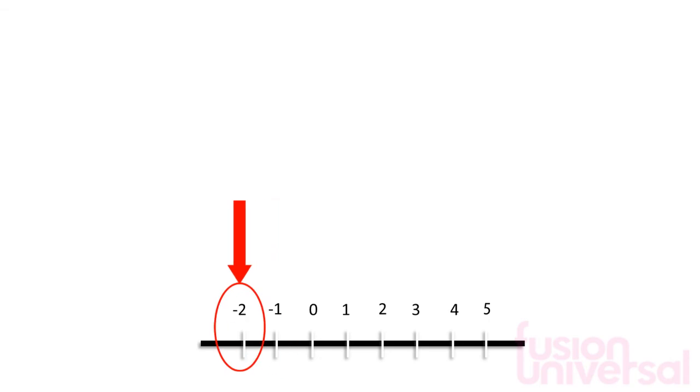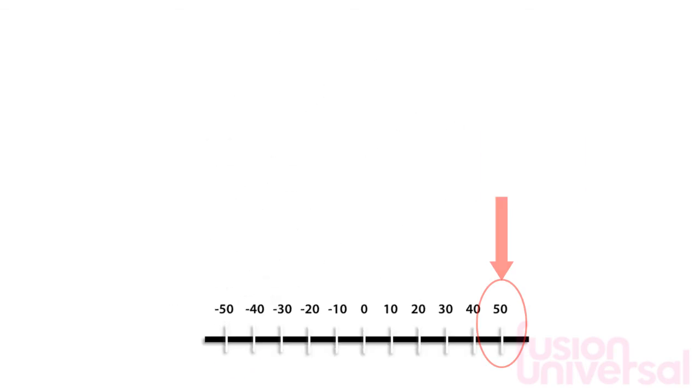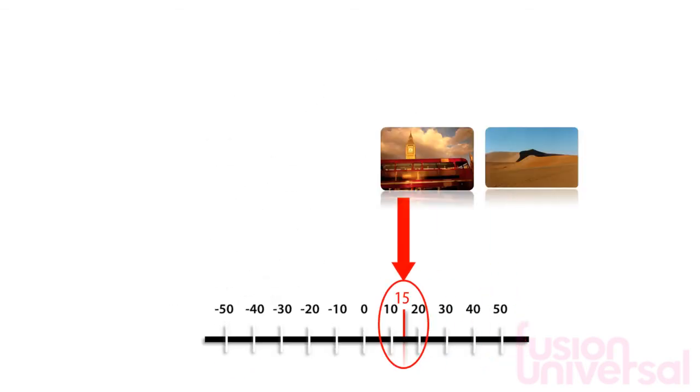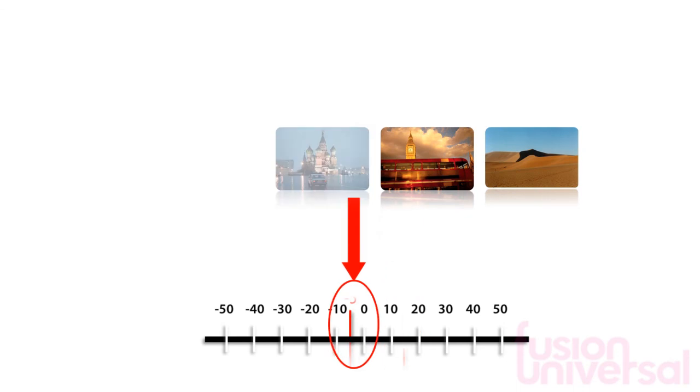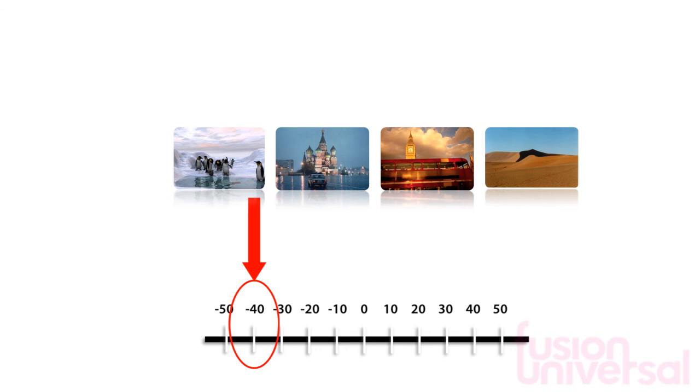For our journey around the world, it would look like this. We start at 50, then go down to 15, then to -5, and then to -40.